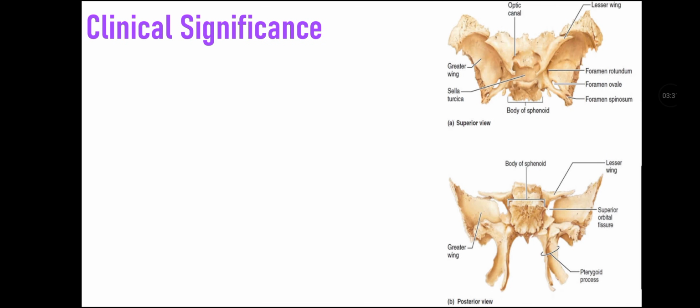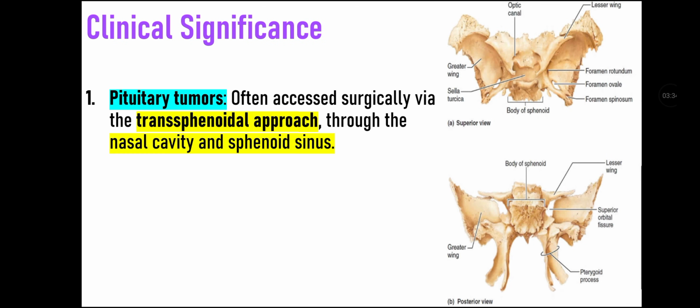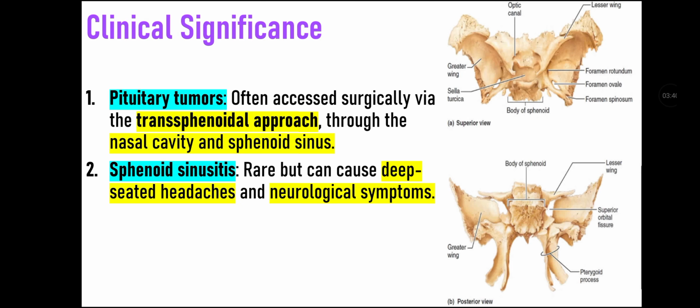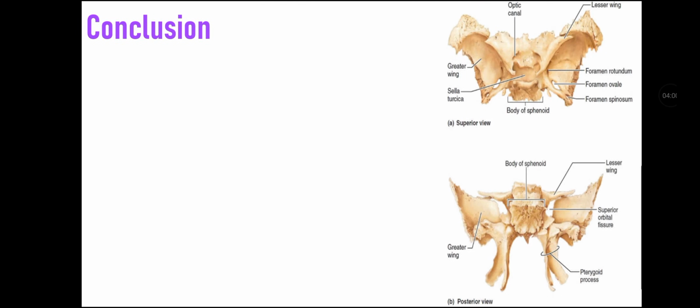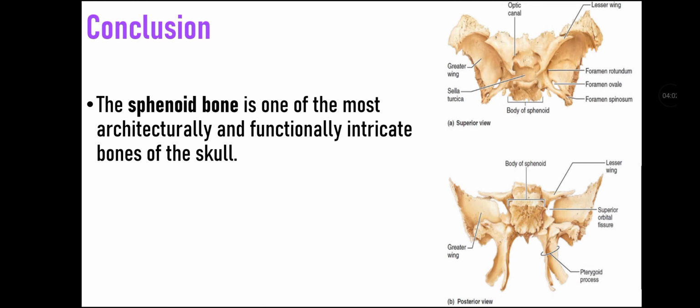Now let's talk about clinical significance of sphenoid bone. The first is pituitary tumors that are often accessed surgically through the transsphenoidal approach through the nasal cavity and sphenoid sinuses. Second clinical significance is sphenoidal sinusitis, that is rare but can cause deep-seated headaches and neurological symptoms, and it is because of presence of sphenoid sinuses. The third clinical significance is skull base fracture, as it may involve sphenoid bone and its damage to the optic nerve or cranial nerves. Now let's talk about conclusion of whole this lecture video.